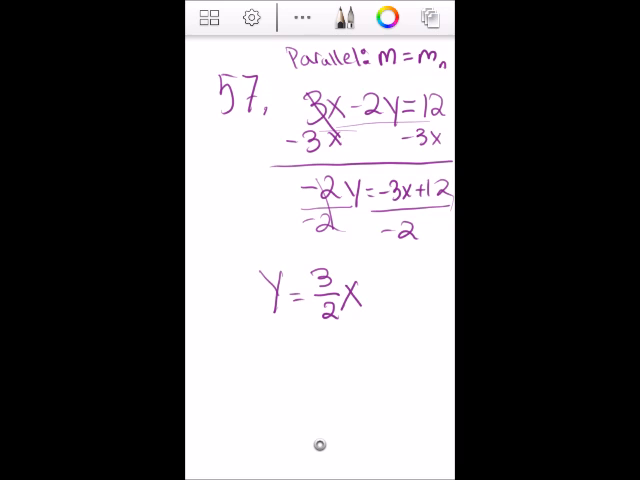And I'll move my x out here to the side. And then I've got 12 divided by negative 2. So we know positive divided by negative is going to give me a negative, and 12 divided by 2 is going to be 6. So I have the equation y equals 3/2 x minus 6. So what is the slope of this equation? Remember, the slope is always whatever's in front of x. So in this case, it's 3/2. So the answer choice B is the slope of this line.